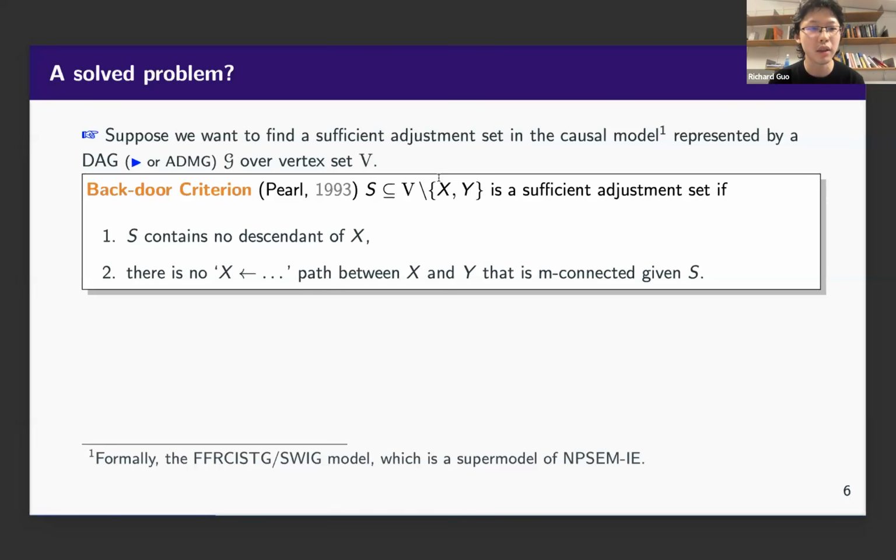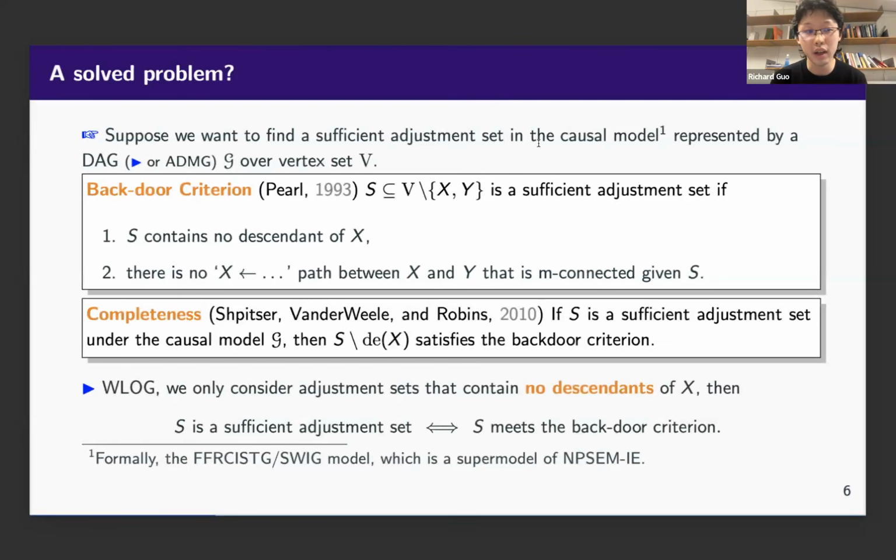So what is a backdoor path? The backdoor path is a path with an arrowhead into X. So we should define S such that there are no m-connected paths between X and Y with an arrowhead into X. These two conditions are the so-called backdoor criterion.